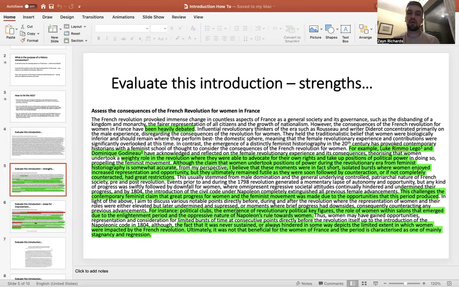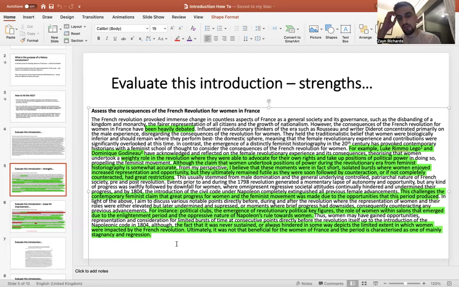So it says, for instance, political clubs, the emergence of revolutionary political key figures, the role of women, and Napoleon's oppressive rule. And then finally, towards the end, they give their argument, which they've already hinted at, but it's really clearly outlined, okay? So it says the fact that it was never sustained or always hindered in some way depicts the limited extent in which women were impacted by the French Revolution. Ultimately, it was not that beneficial for the women of France, and the period is characterized as one of mainly stagnancy and regression. So their opinion is clearly outlined.